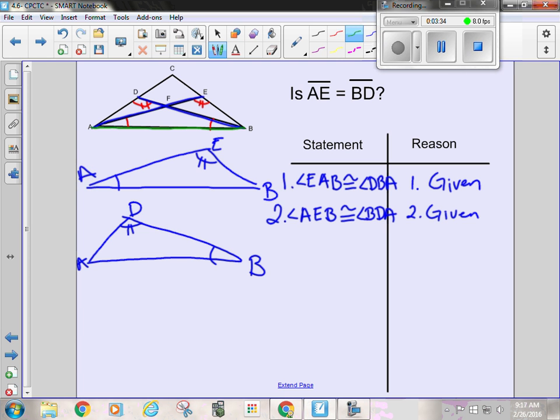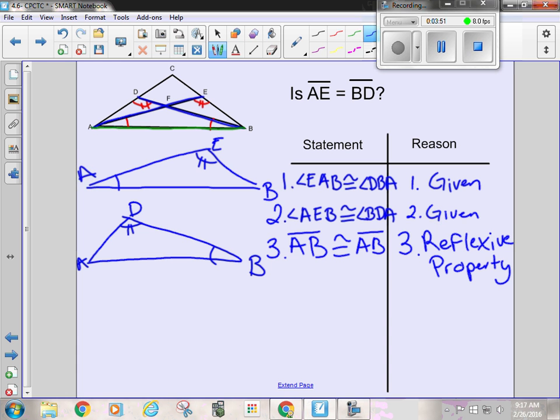It's in both of my triangles, so I can say that AB is congruent to AB because of the reflexive property. And it's not just reflexive, it's the reflexive property. Okay, so now I have marked three different things in my triangles. And now I can say my triangles are congruent because of angle, angle, side. So step 4, triangle ADB is congruent to triangle BEA. And we said that it's because of angle, angle, side.